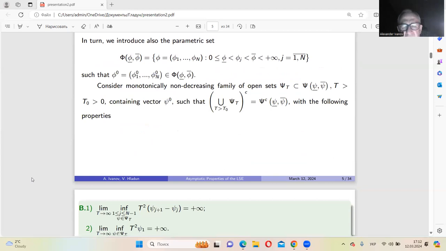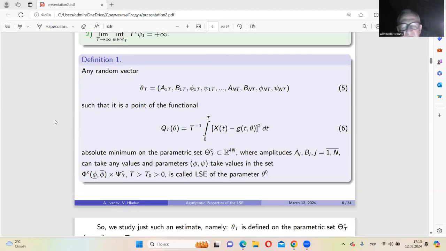Now we give definition one: any random vector phi, psi, such that it is a point of the absolute minimum of the functional on the parametric set from the space R^n, where amplitudes can take any values and parameters phi and psi take values in this set, written in the last row of this page, is called the least squares estimate of the parameter theta zero.